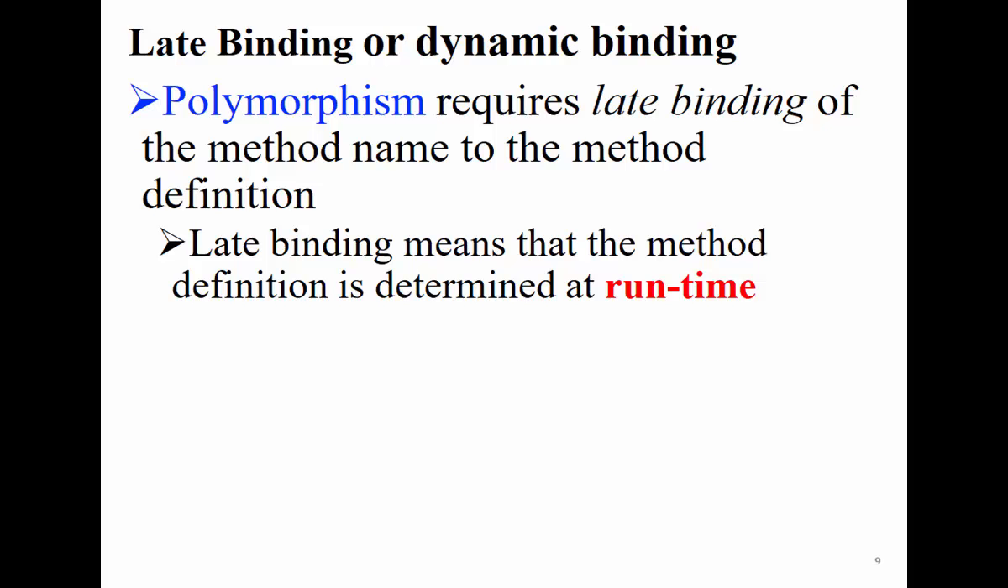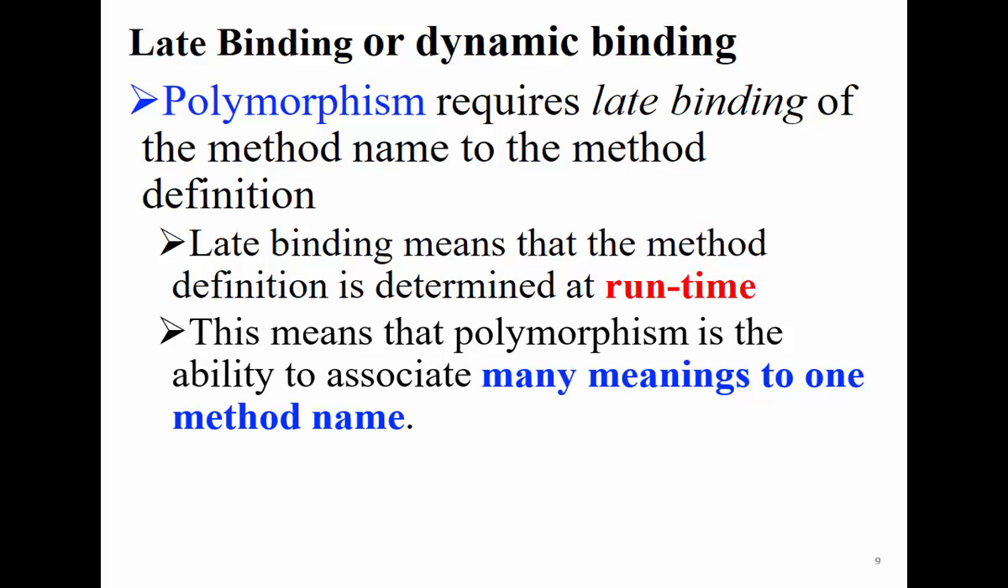The compiler will not know at which time I should call this method or this method, Employee toString or Manager toString. I have to look at the actual type of the variable to determine whether I'm going to call employee.toString or manager.toString. That is what we call late binding. So that means polymorphism is the ability to associate many meanings to one method name.